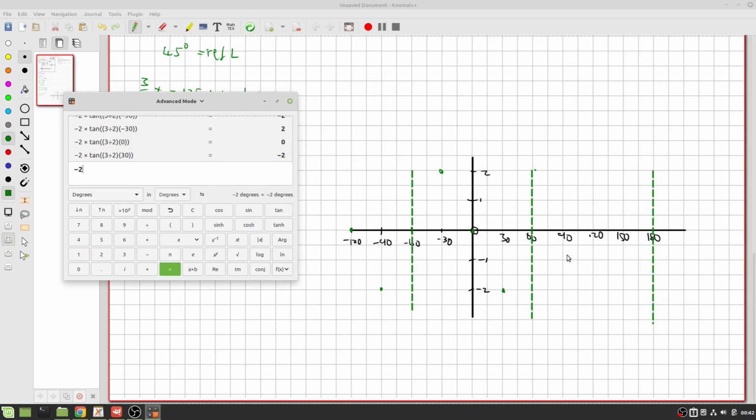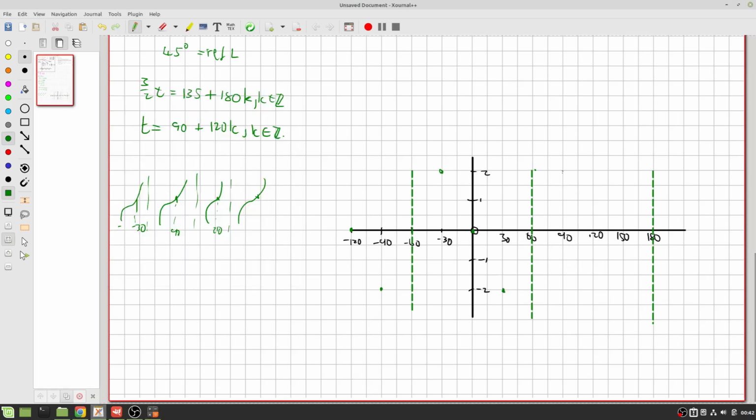At 60 we'll get an error again. At 90 we'll have 2 again. At 120 we'll have 0, and at 150 we'll have -2 again. Okay, fantastic. So here we can just draw our graph.